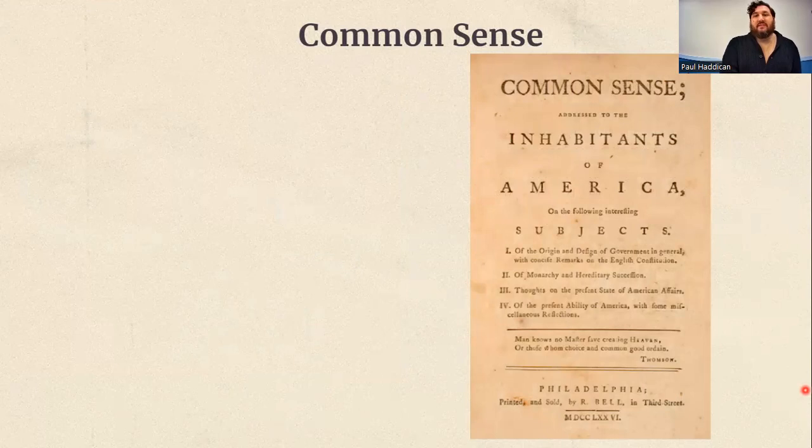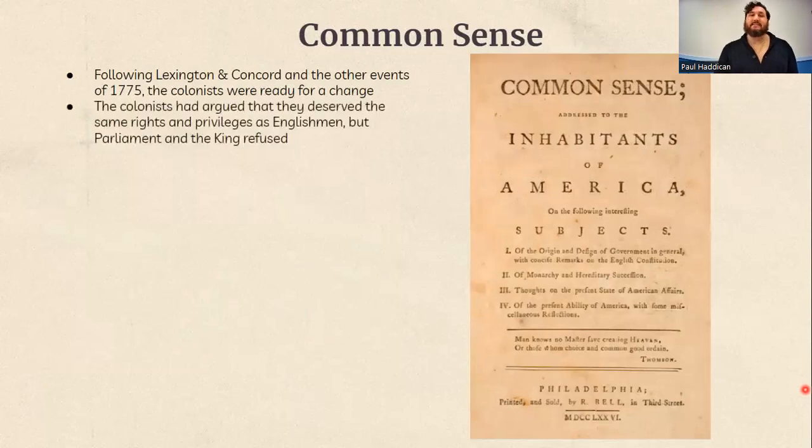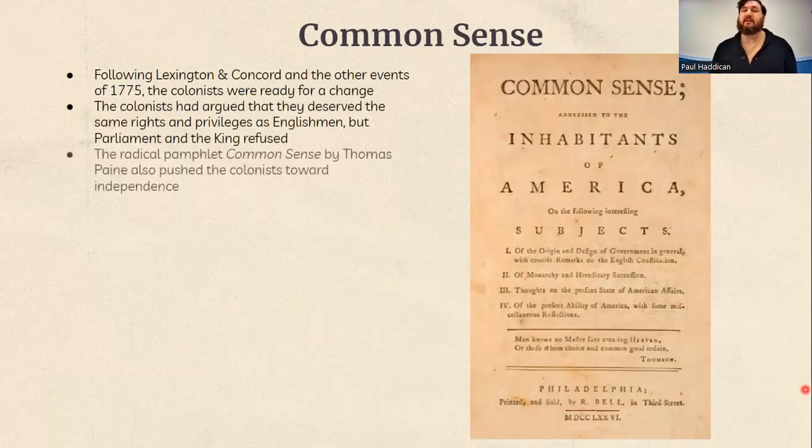In response, we're also going to get Common Sense from Thomas Paine, and he's basically going to be like, hey, we have no other choice. It's common sense for us to do this in order to get the same rights and privileges as Englishmen. That's what we want. We want to be treated equally, but King and Parliament are refusing.